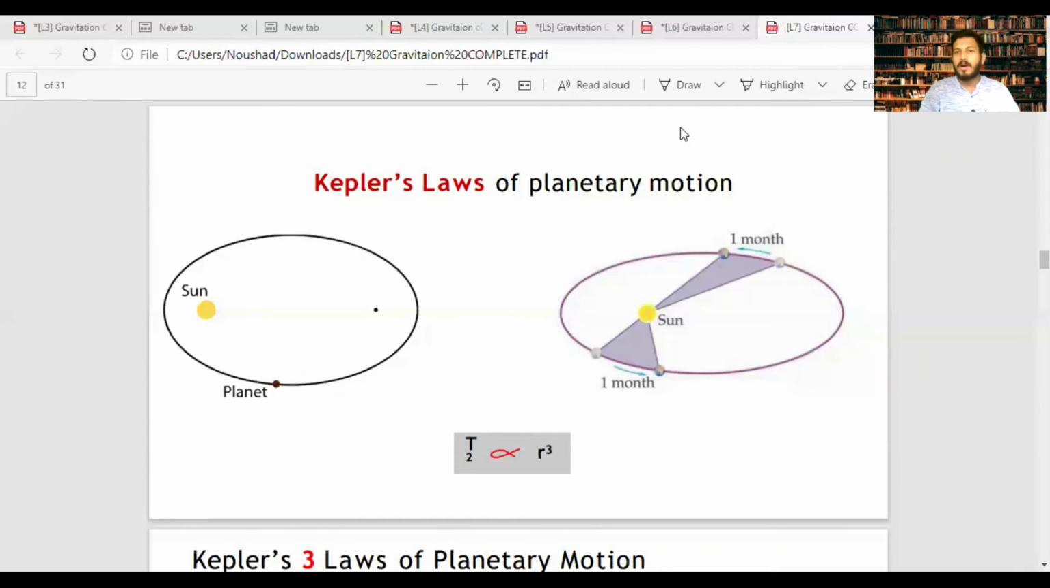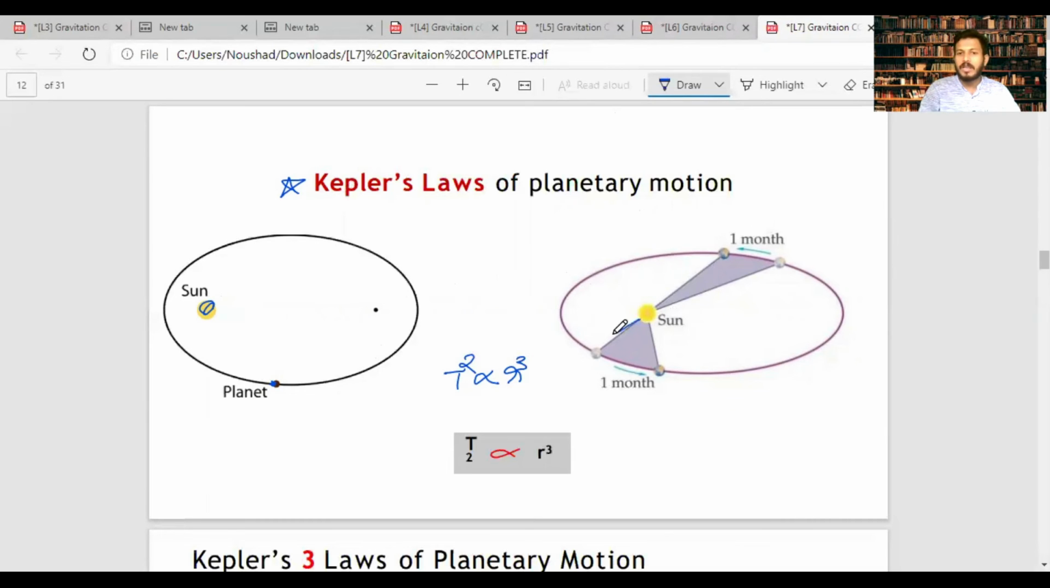This is the last part in this chapter, the last important topic: Kepler's laws of planetary motion. We have already proved that T square, time period square, is directly proportional to the cube of the radius of the path. Consider this is the sun and this is the planet, revolving around the sun through an elliptical orbit.